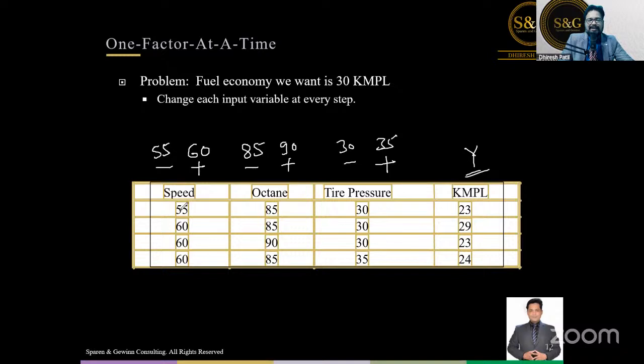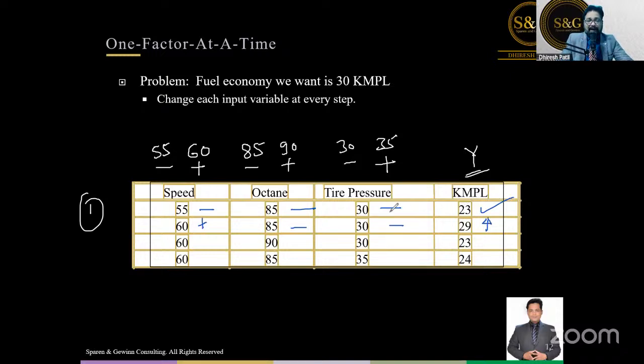So they ran the first run. This is the first run, all minus. So speed is minus, lower setting, octane lower setting, tire pressure lower setting. They got 23 kilometer per liter. They drove the vehicle and found 23 kilometer per liter mileage. Now the second one, they change the first factor. They keep the rest of the factors the same. And they found some improvement in the mileage.